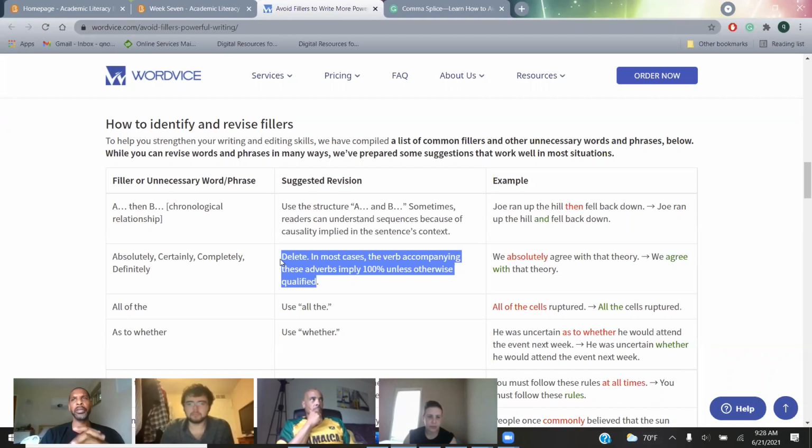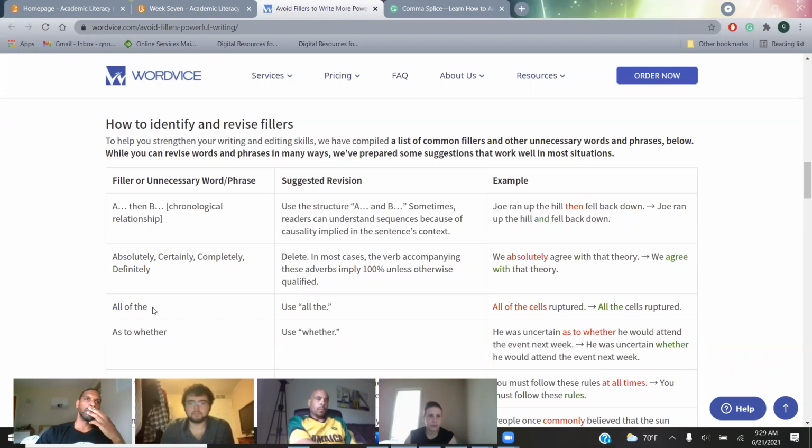If you agree with something, you agree with it. It's the same thing. Absolutely agree. We certainly agree. You don't need that stuff. Sometimes you can just get rid of the "of the." All of the cells rupture. When you can just say all the cells rupture.